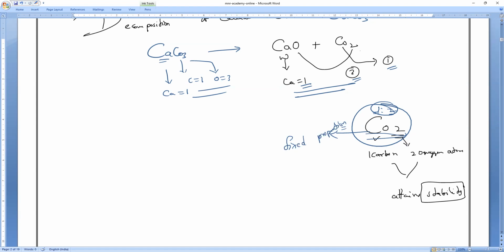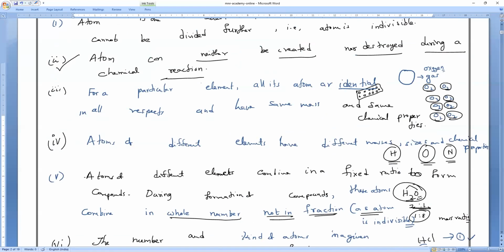So these are the postulates of Dalton's atomic theory, and this is how Mr. Dalton explains the laws of chemical combination with the help of Dalton's atomic theory. I hope you all understand.